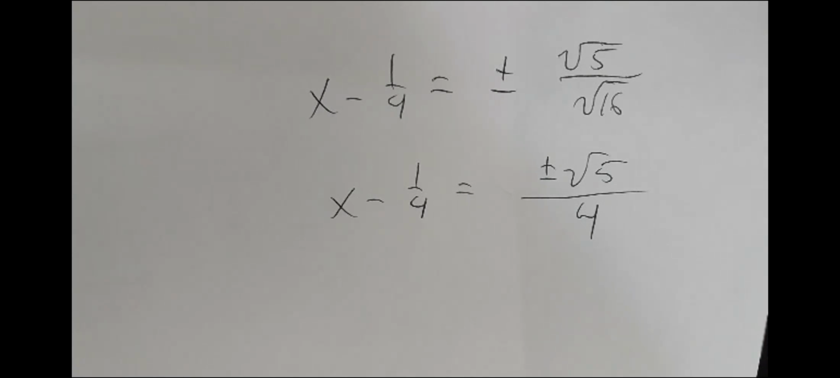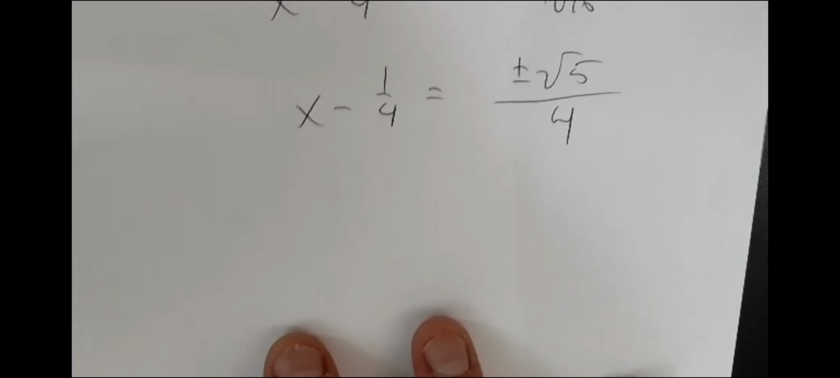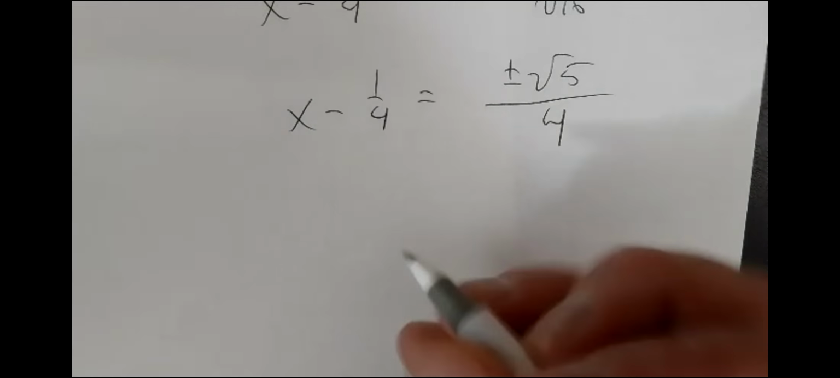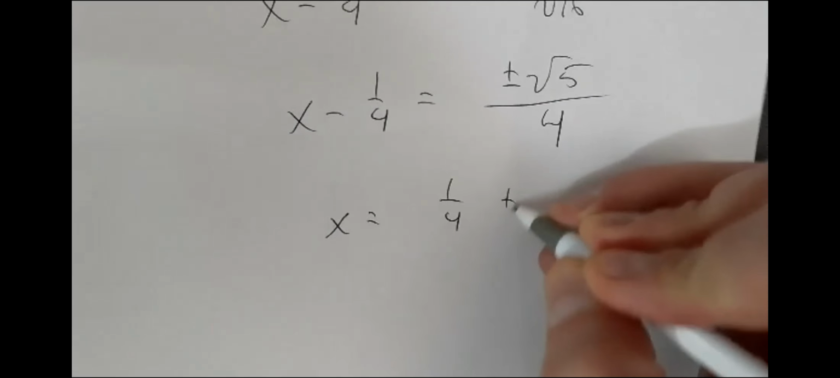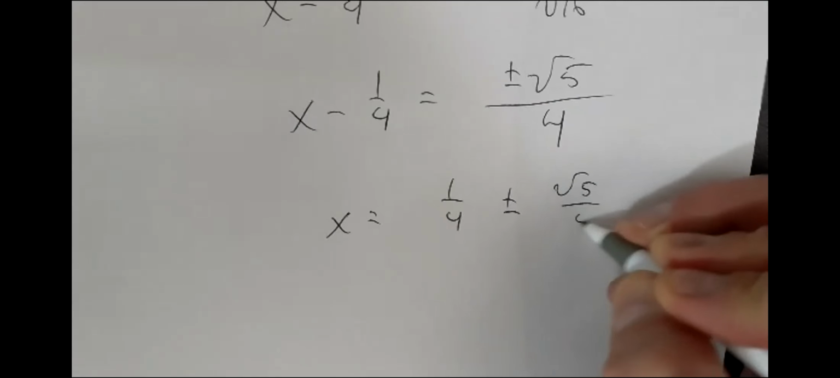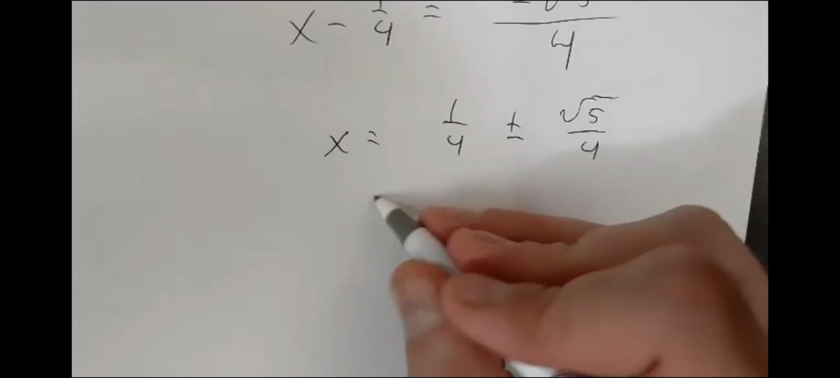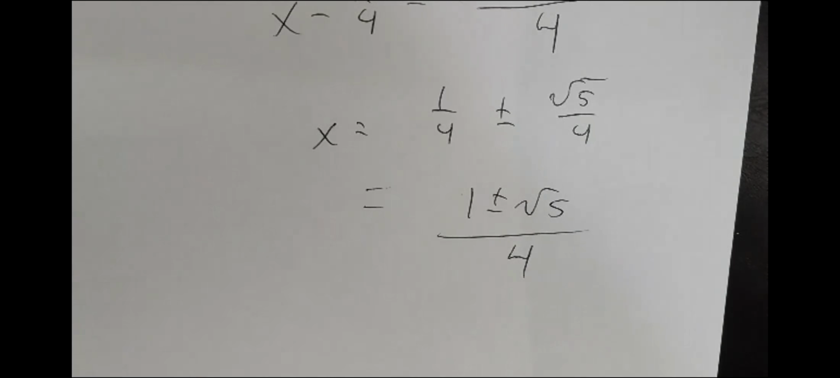And the last thing, I'm going to add 1/4 over. So x equals 1/4, I'm going to have something plus or minus root 5 over 4. And if you wanted to, you could combine it as one fraction, that's also okay. Either way is equally acceptable. There's really no preference there.